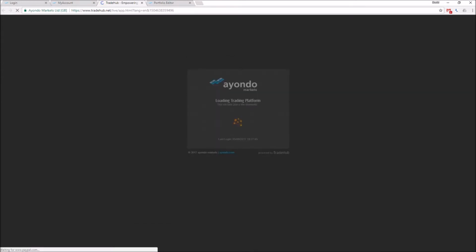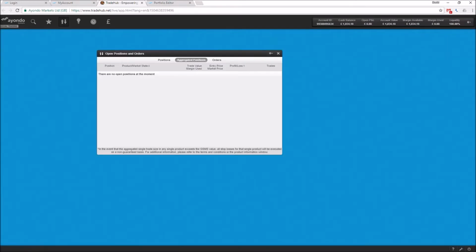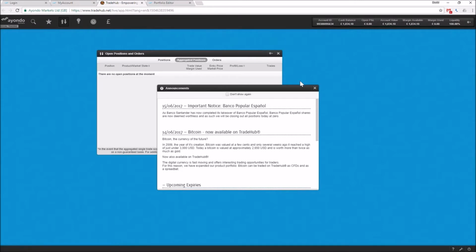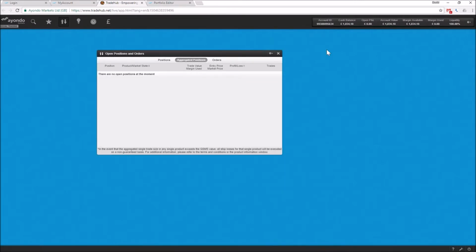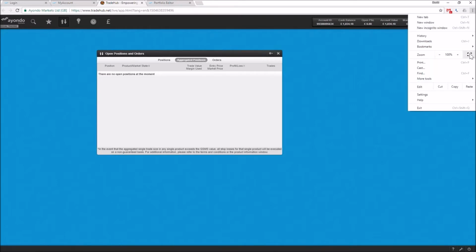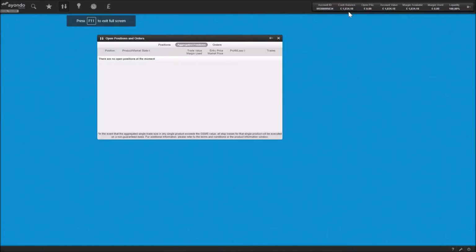So this is maybe more of your traditional trading platform. These are my positions. Let's just close that out. So my cash balance, hopefully, let's make this full screen. My cash balance, you can see up there, £1,034.18. Open P&L is 0, account value, and so on. But if anybody does a trade now, it will appear in my positions window in here.